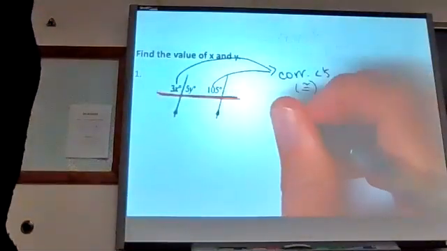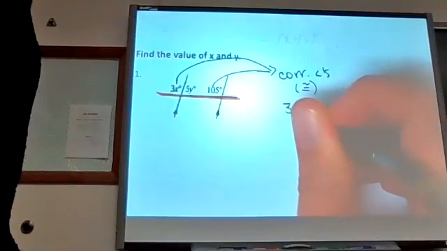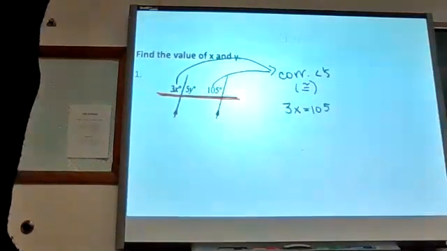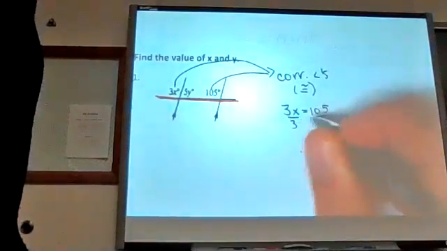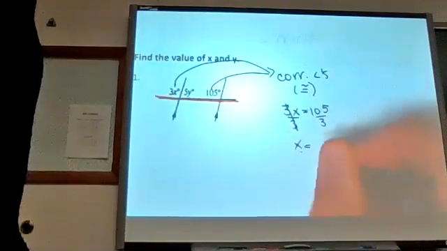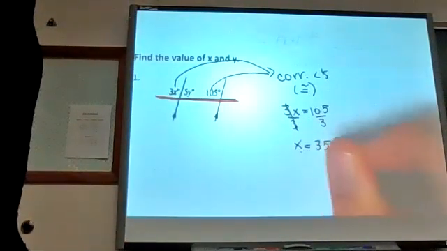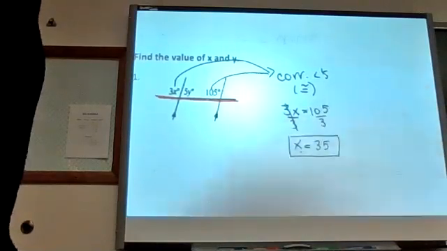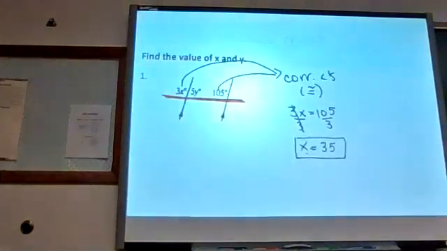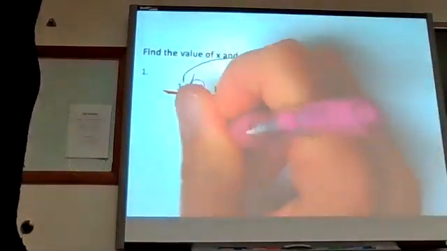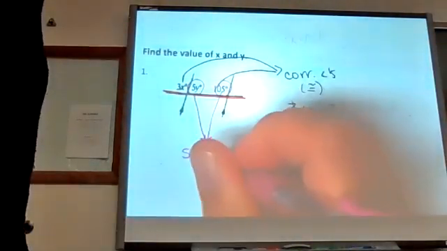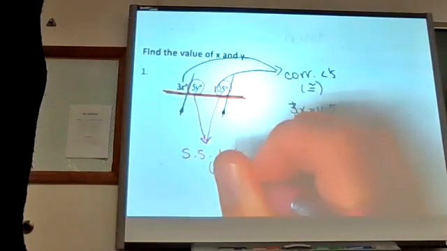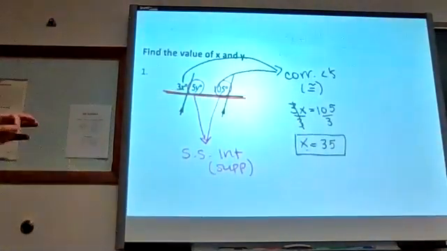Okay, so I know that 3x is equal to 105. And then I just have to divide by 3, which gives me x equals 35. Okay, so I solve for x. What is the angle relationship between y and 105? They are same side interior, which means they are supplementary. Same side interior, supplementary.